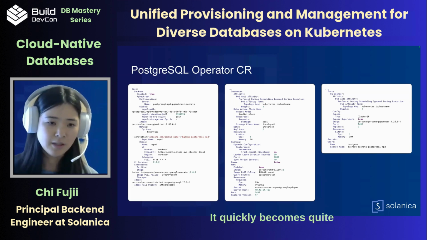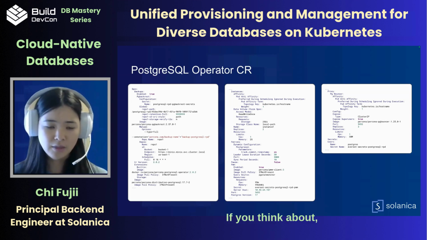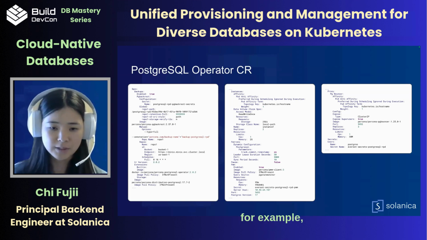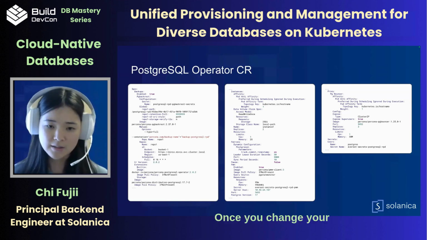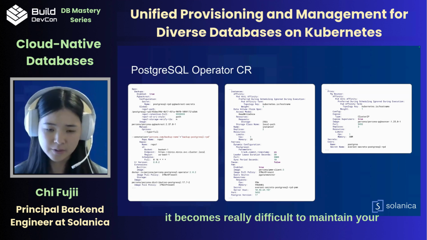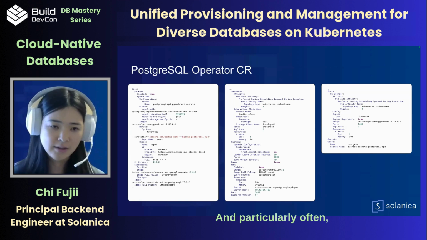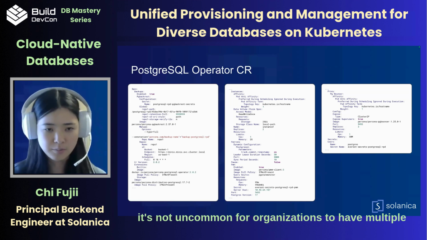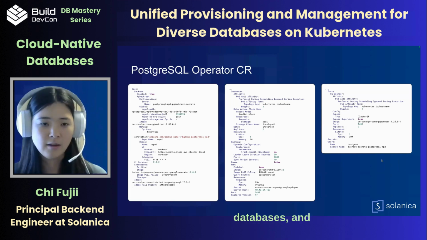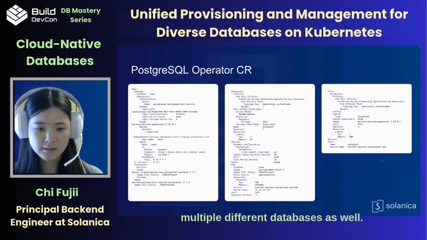So it quickly becomes quite complex. And if you think about, for example, scaling, which is one of the common things you do with Kubernetes, once you change your configuration, it becomes really difficult to maintain your custom configuration. And particularly, it's not uncommon for organizations to have multiple databases, and in some cases, multiple different databases as well.